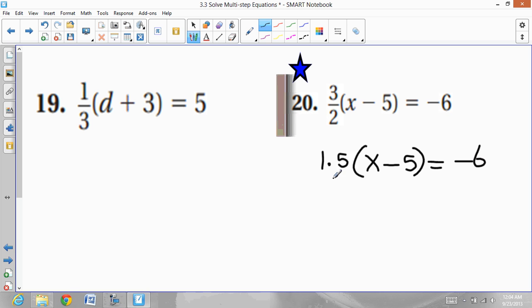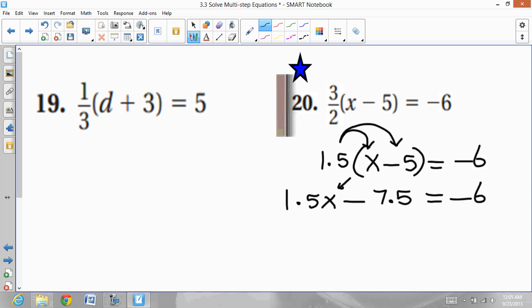So you've got two options. You can do the distributive property, which is what I have seen students do in the past. They say distributive property, and they start right away. If you want to do that, yes, you can go ahead and do it. So 1.5 times x gives you 1.5x. 1.5 times negative 5 gives you negative 7.5, since 5 times 5 is 25, and 5, 6, 7, 7.5. So 1.5x minus 7.5 equals negative 6.